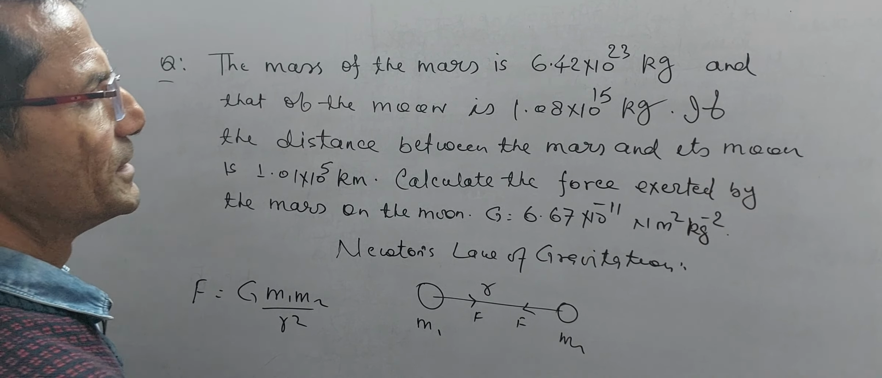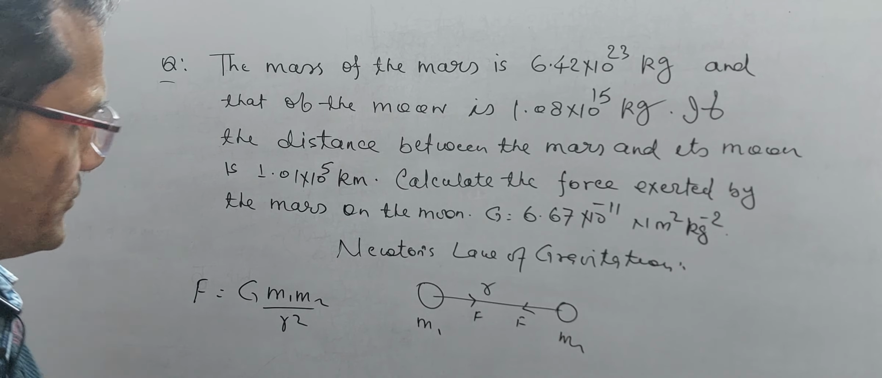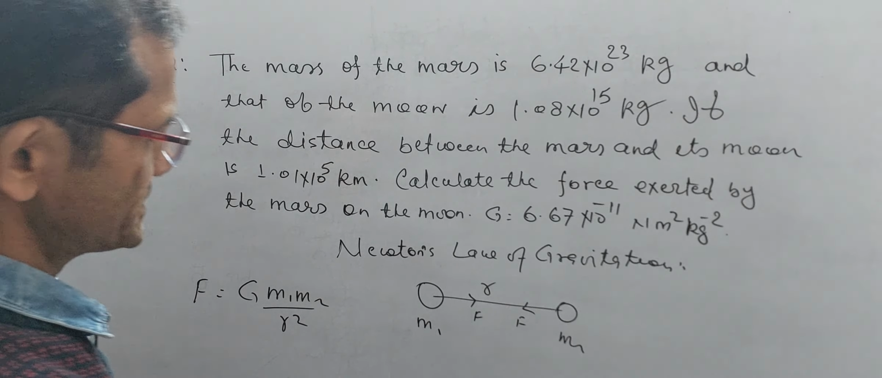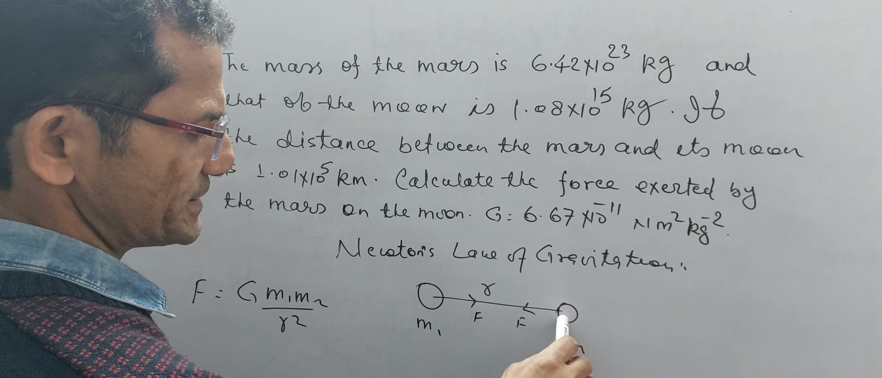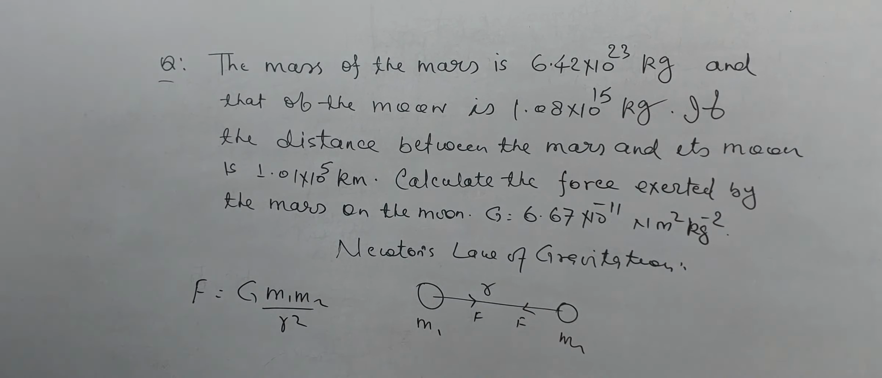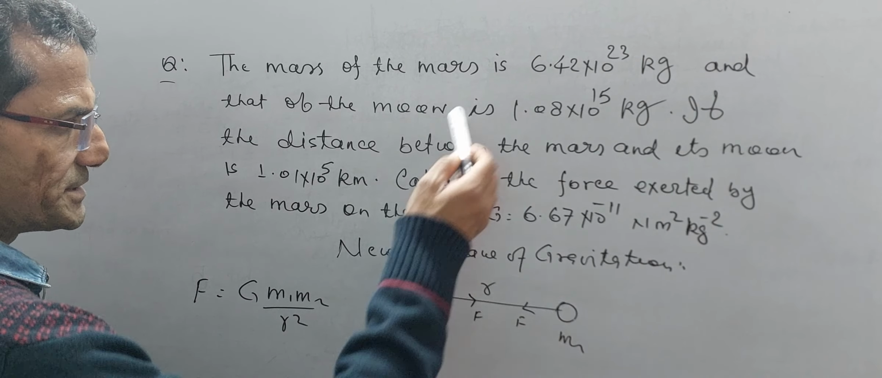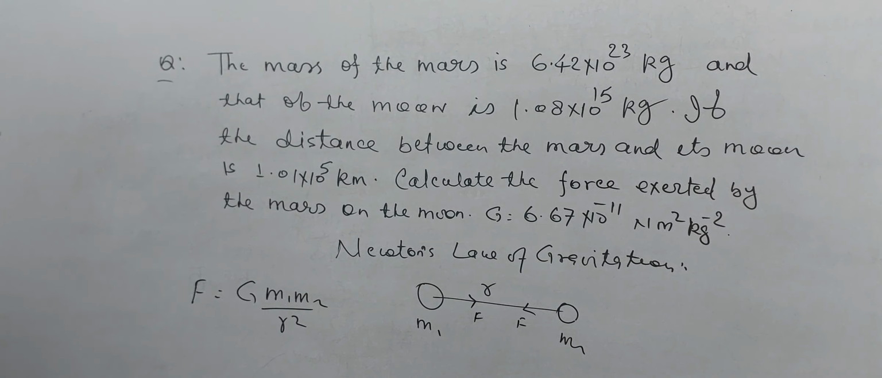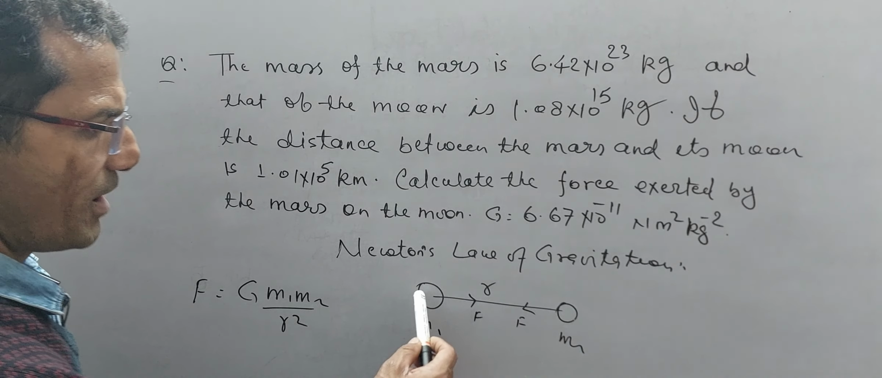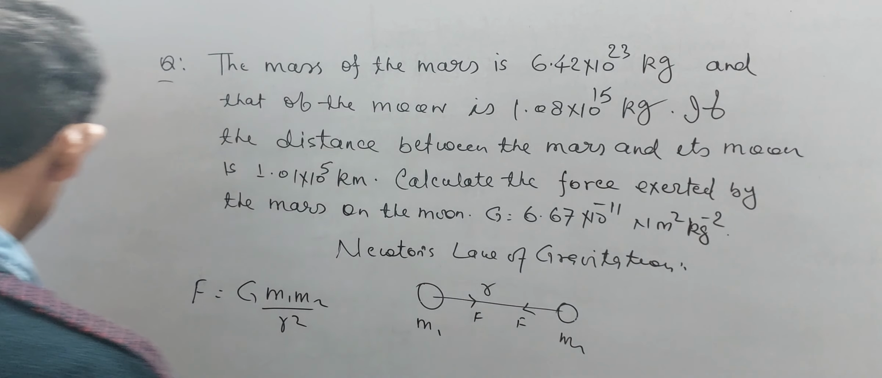This is our example on this gravitational force. In this example, suppose this is Mars and this is its moon. The distance between them is already given. We have to find out by what force Mars is pulling the moon towards itself.